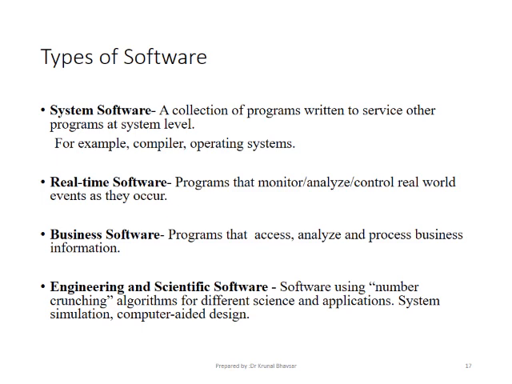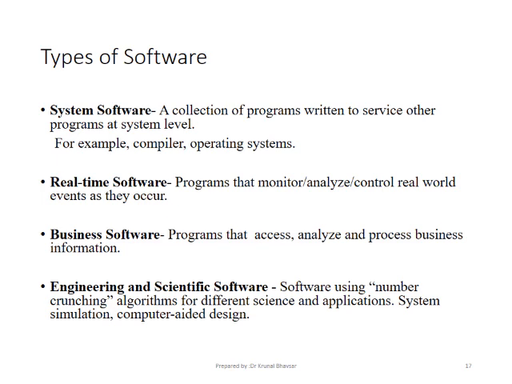Now let us talk about system software: a collection of programs written to service other programs at a system level. This is the best example of system software: a compiler or operating system, Windows 10 or Android. That is your system software, which we have to use for starting the system and ending the system with the help of this operating system. So it is the most important part of system software.